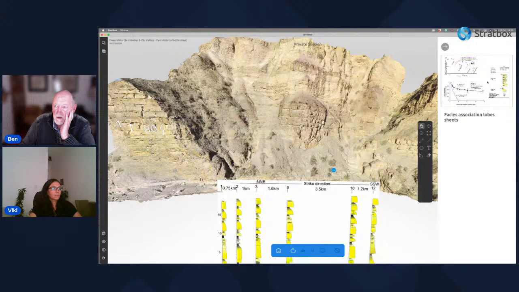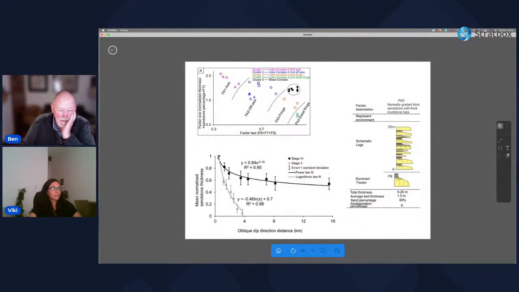If we look at the rate of thinning of individual beds, this is normalized to a value of 1 in the most proximal part of the bed. We see that these sheets, true sheets, have very, very small thinning rates once we get away from the input point, whereas the beds in the lobes have much more rapid thinning rates. And in fact, the beds in the lobes thin according to a different law. They're logarithmic, and the beds in the sheet systems thin according to a power law.